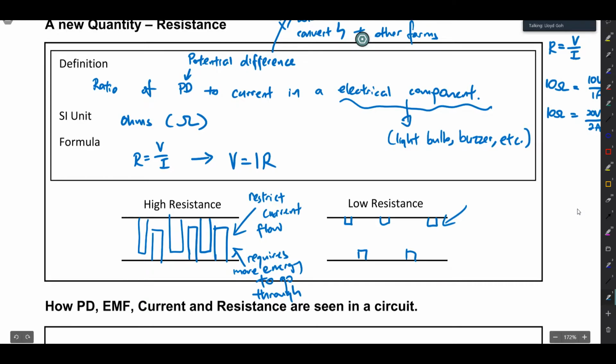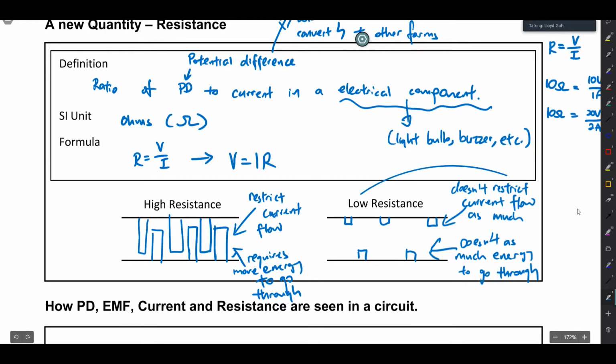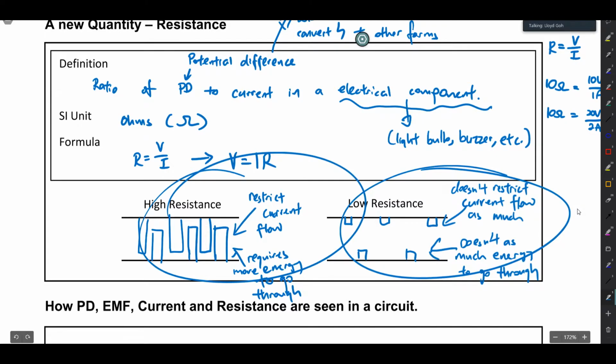So if you want to write, it doesn't restrict current flow as much, and it doesn't require as much energy. Obviously I'm comparing between these two, between this and this, right?